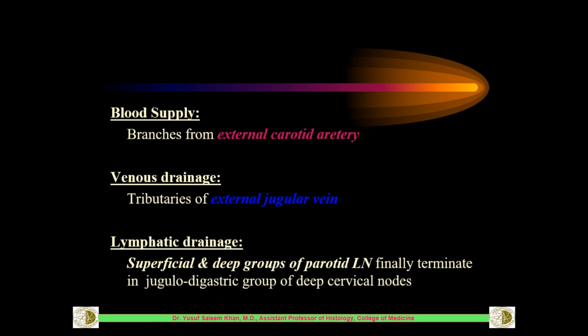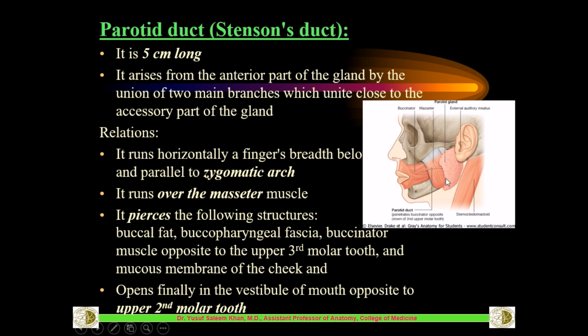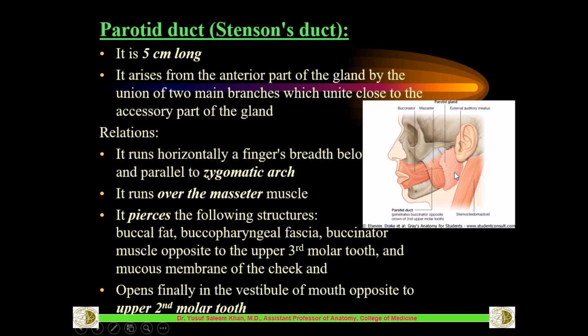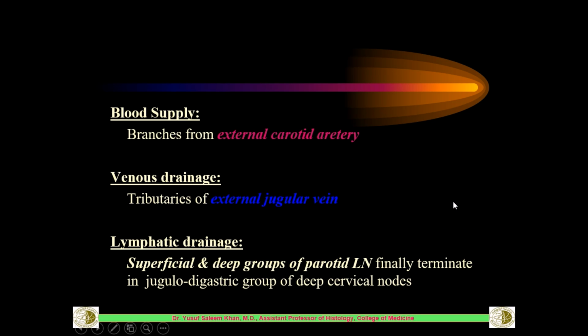Blood supply is by the external carotid artery, and the venous drainage is by the external jugular vein. The lymphatic drainage is to the superficial and deep group of parotid lymph nodes, which are just over this part of the gland, and they finally terminate into the jugular-digastric group of deep cervical nodes. That is, after draining into the parotid group of lymph nodes, they drain into the main group of lymph nodes in the neck, the jugular-digastric group.